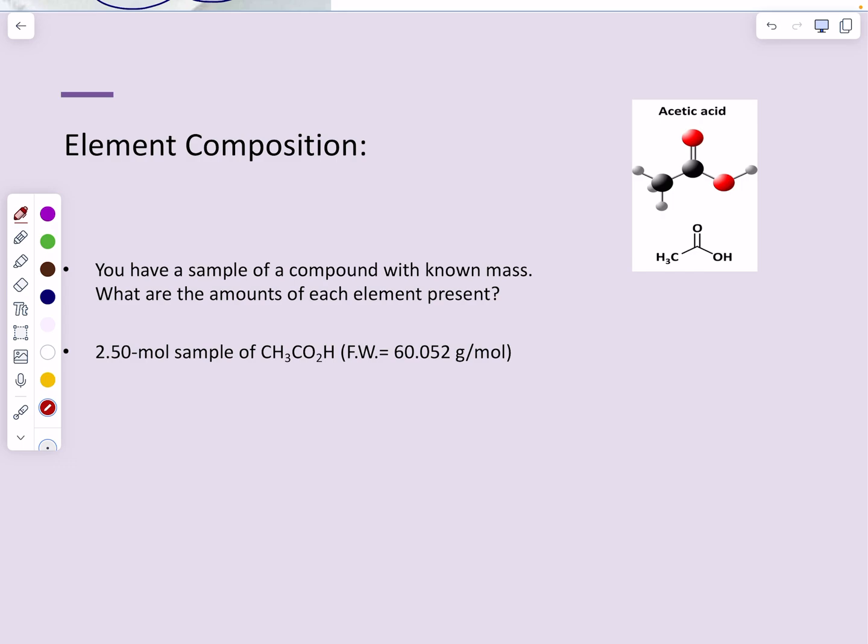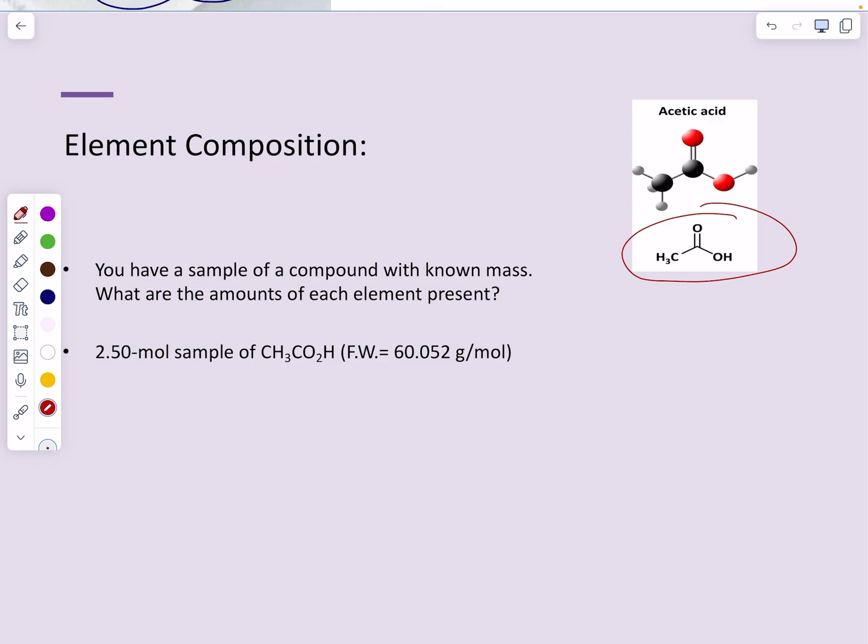All right, so we have a sample of a compound with known mass. So here it is. It's acetic acid, our old friend vinegar. Can you tell that I like to cook and eat? Because all my examples have food. Later on, we'll have some medical examples, but I use mostly food.